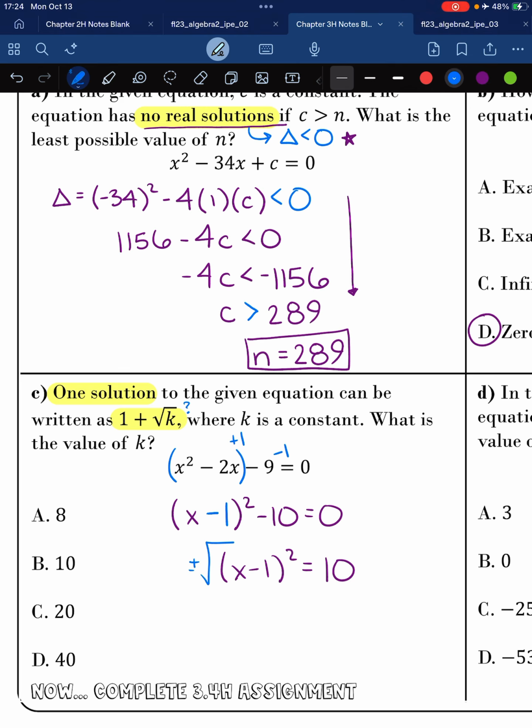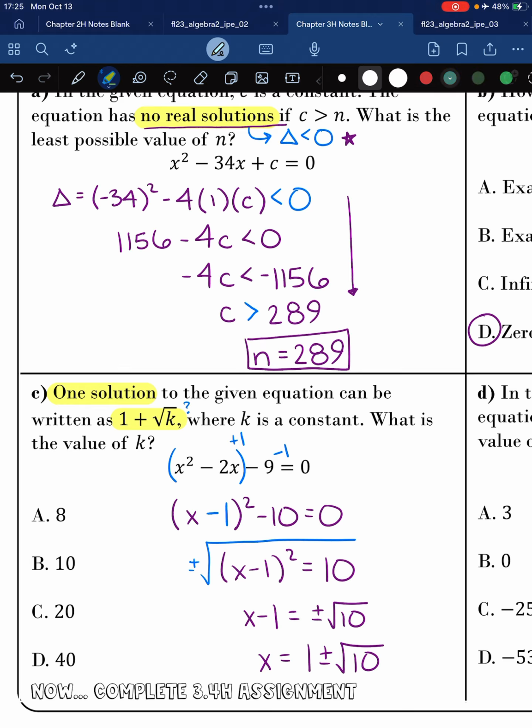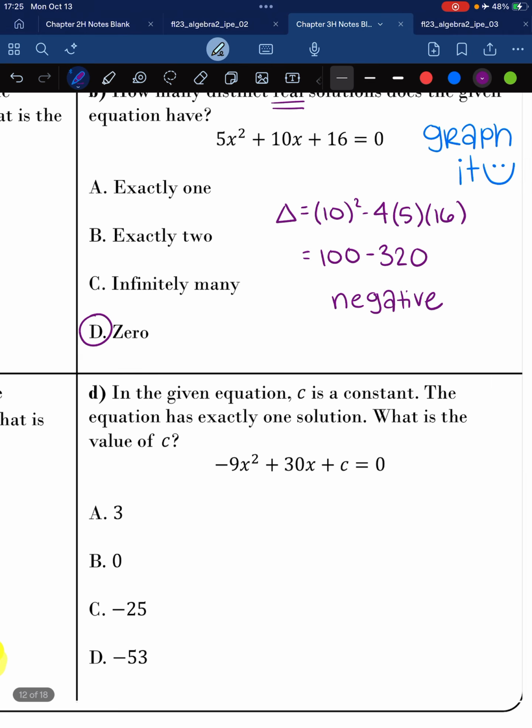I'm finding the solution, so I'm going to add 10 to both sides. I can take the plus or minus square root of both sides. I can add 1 to both sides. And I see my answer now, right? Because if I compare what I ended up with to the problem now, it says one of the answers is 1 plus the square root of k. Well, 1 plus the square root of 10. So k must be 10. Look at that.